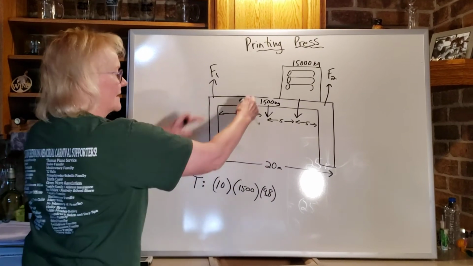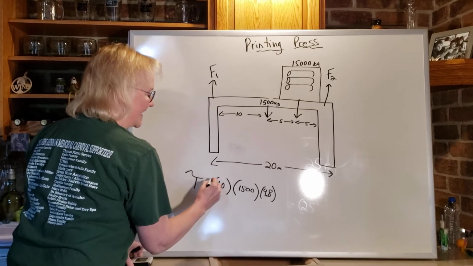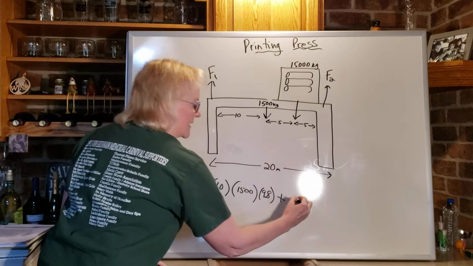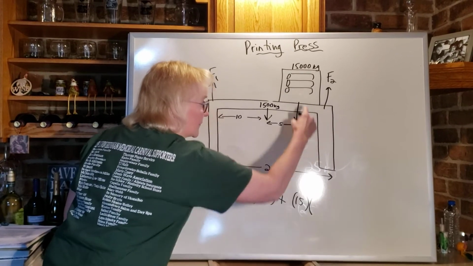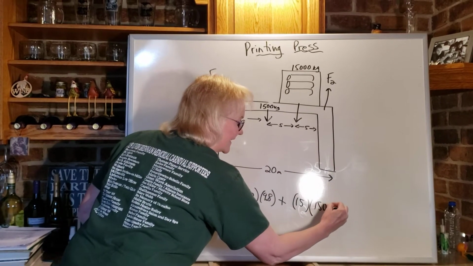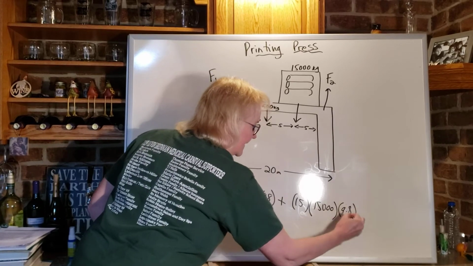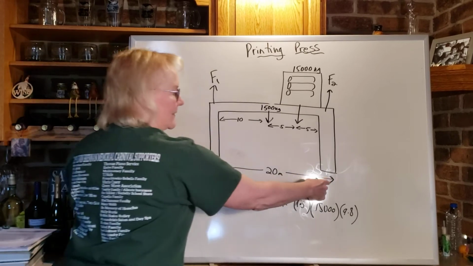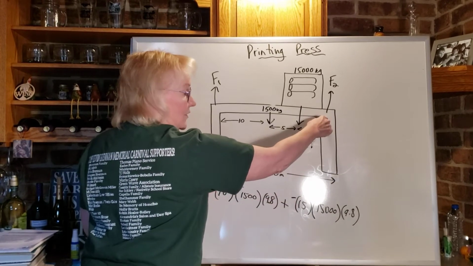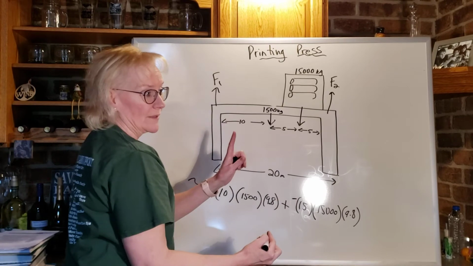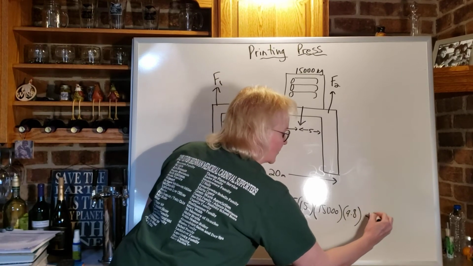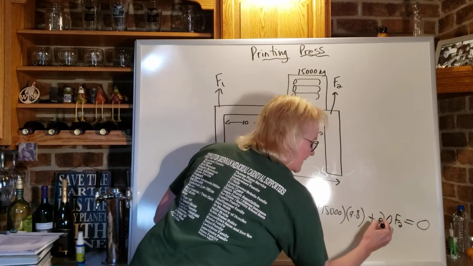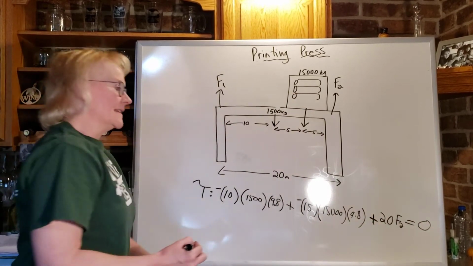Because this is pushing downward, I'm going to make this negative. At 15 meters, I've got the printing press, which is 15,000 kilograms times 9.8. That's also pushing down, so I'm going to make that negative. At 20 meters, I have this force, which I don't know, but I do know that it's upward, so I'm going to count that as positive. At 20, I have F2. So this entire quantity is equal to 0.